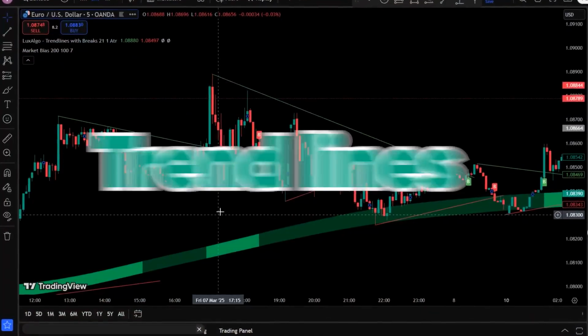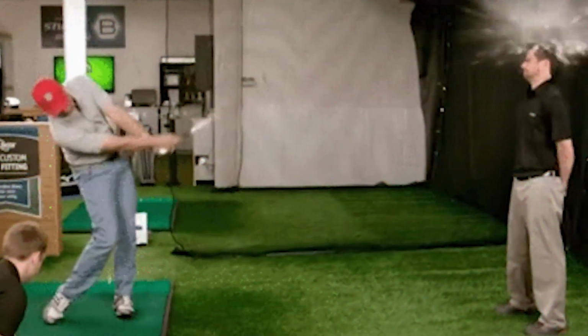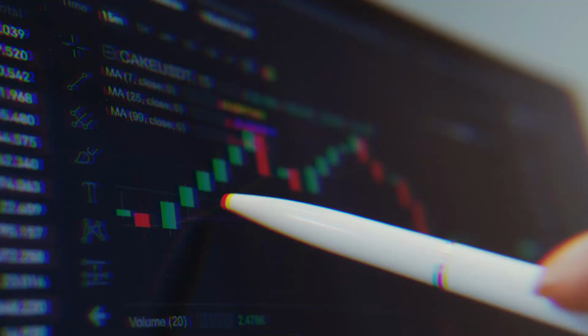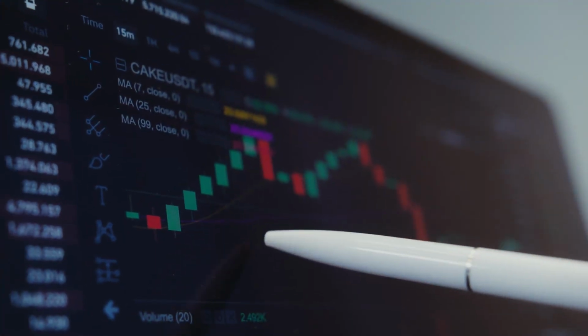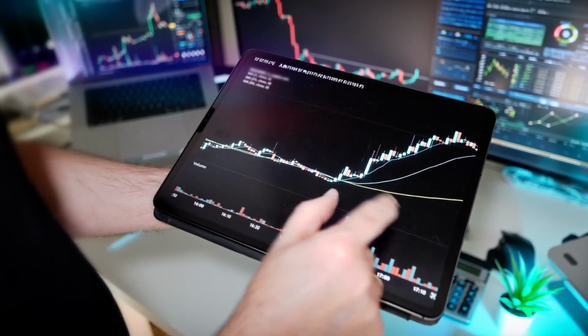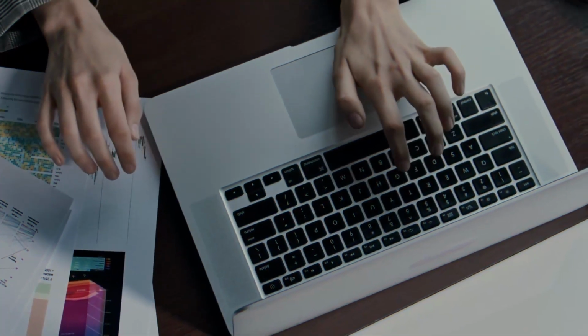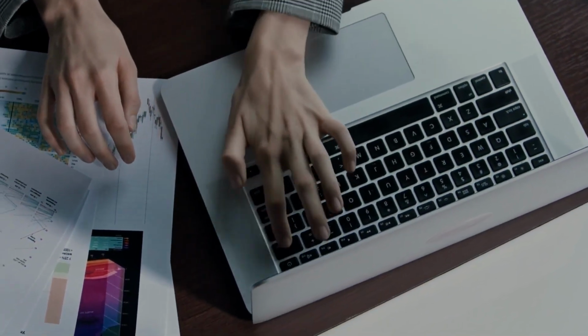By combining the Trend Lines with Breaks and Market Bias indicators, we increase our accuracy and eliminate bad trades. This strategy helps traders stay on the right side of the market, reducing unnecessary losses. This is about trading smarter, not harder. Mastering this setup will make a real difference in your results.